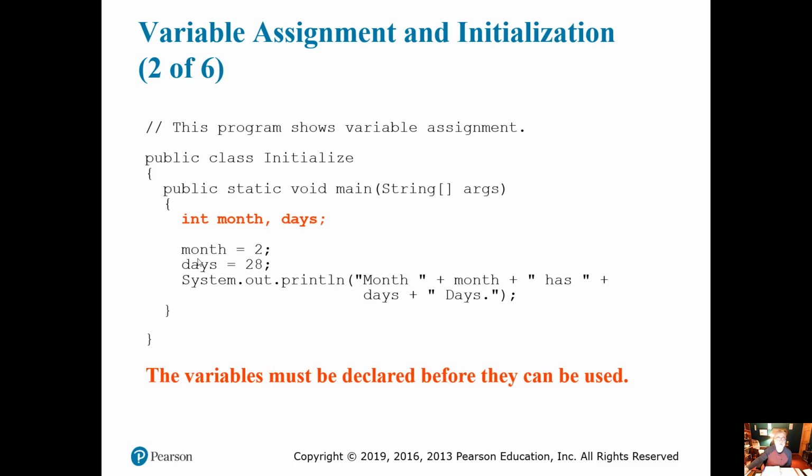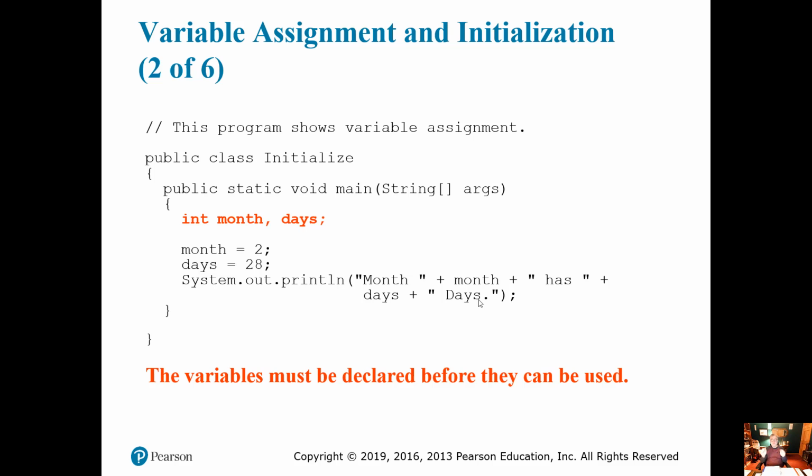If I put later on month equals 4, the 2 is gone and only 4 is in there. Or if I say days equals 30, the 28 is gone and only 30 is in there. I can only store one thing at a time in this box. I can only store one thing at a time in memory. And so if I printed this out, it would say month 2 has 28 days. And that's what we print out on the screen.